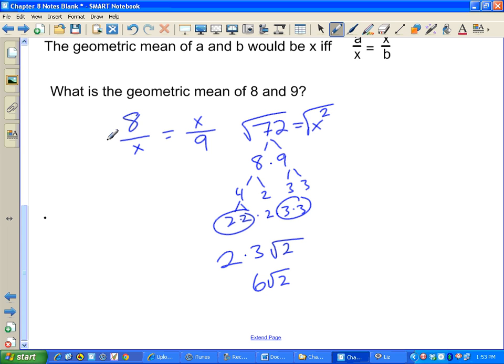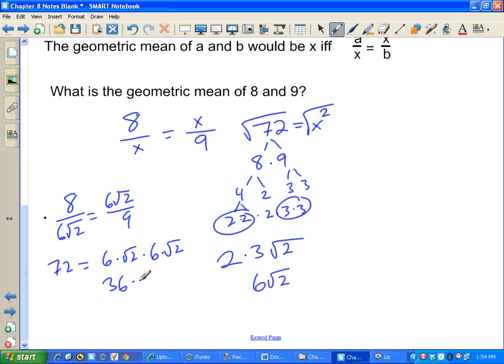I can check this by putting it in and checking. So 8 over 6 square root of 2 should equal 6 square root of 2 over 9. Does it? You could type this on your calculator and type this on your calculator and you should get the same number. Or we can just cross multiply again and check it. 72, 8 times 9. 6 times square root of 2 times 6 times square root of 2. 6 times 6 is 36. Square root of 2 times square root of 2 is 2. 36 times 2 is 72. These are equal.